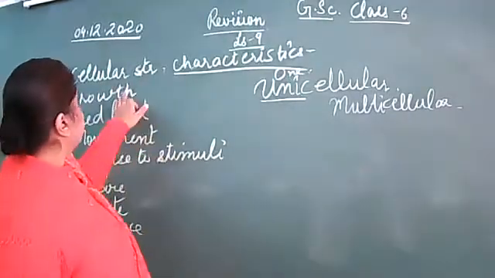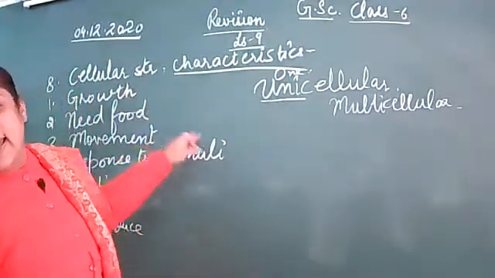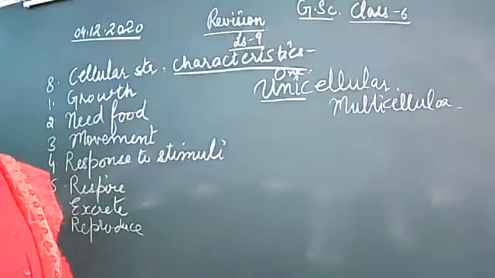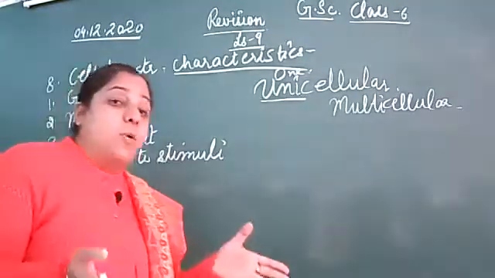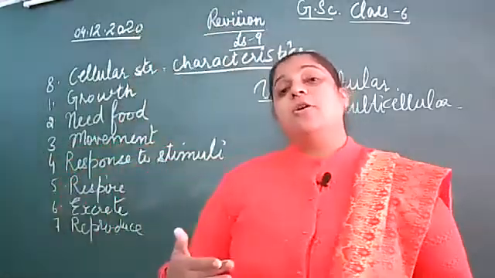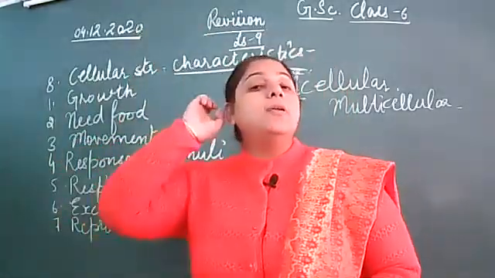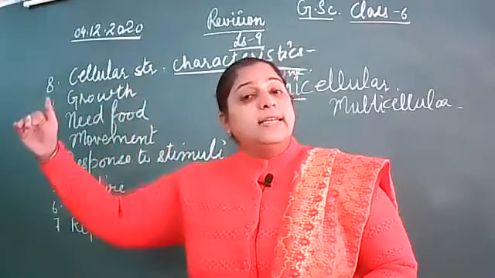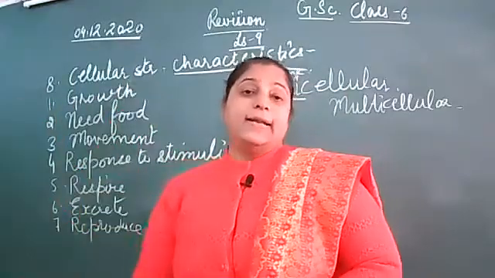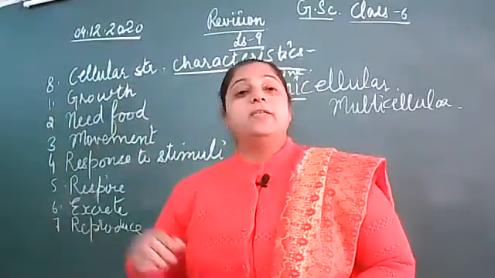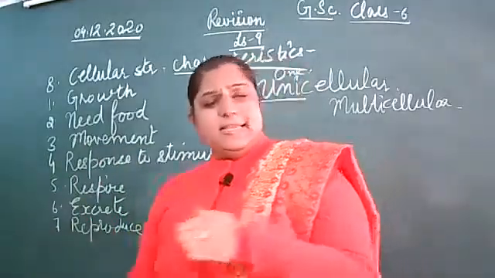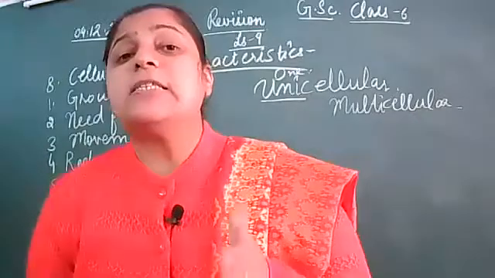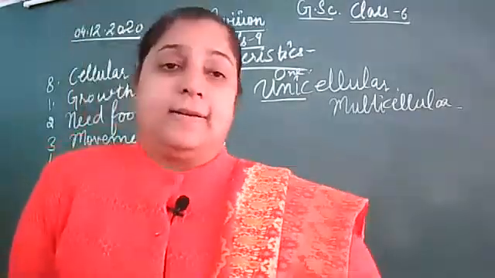Okay, then comes growth. Every living organism, bache, it shows growth. When you were born, you were very small, an infant. Later on, you grow up to a 1-year-old child, then to a 10-year-old child. Now you are a teenager. After few years, you will be an adult. So all these are different stages of your life cycle.